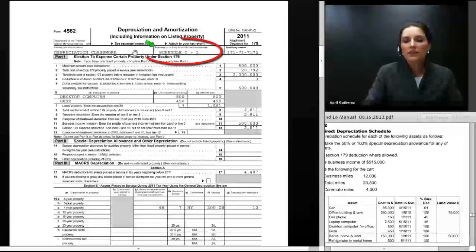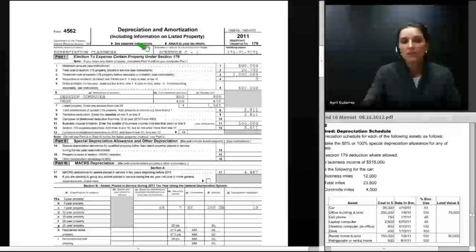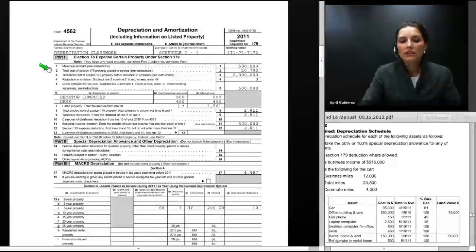You can see where it's asking for the business activity. We've entered Schedule C1, meaning that if there is only one Schedule C, it would be for the first Schedule C. But if there's more than one Schedule C, each Schedule C would have to have its own 4562. The maximum amount of Section 179 deduction is generally pre-filled in on the form at $500,000. But the next line, line number 2, is a line you did need to fill in.